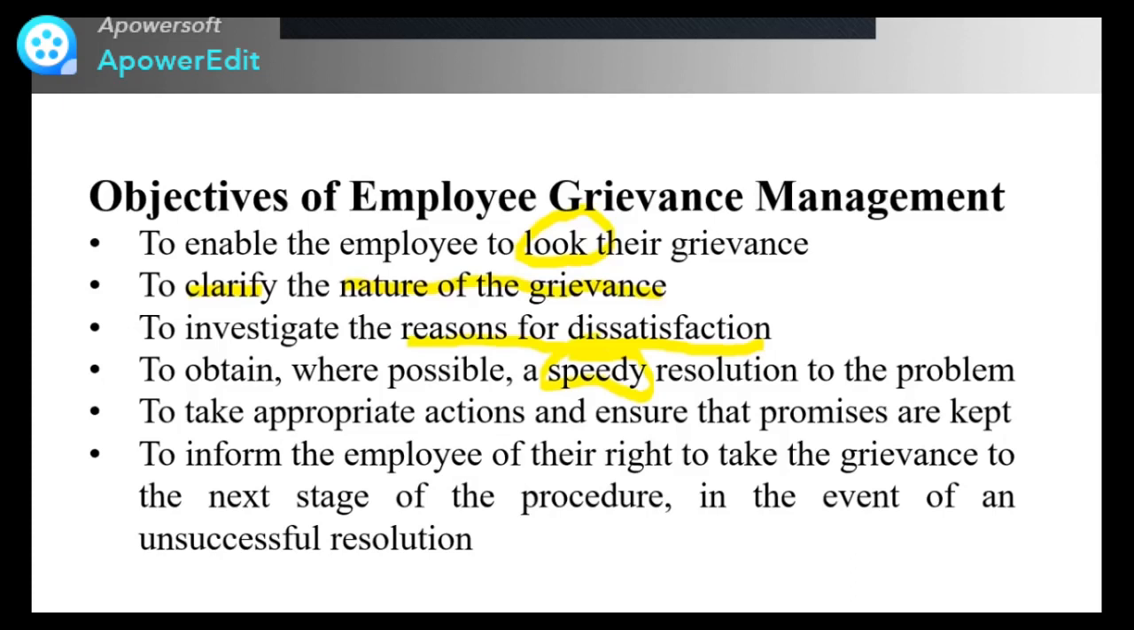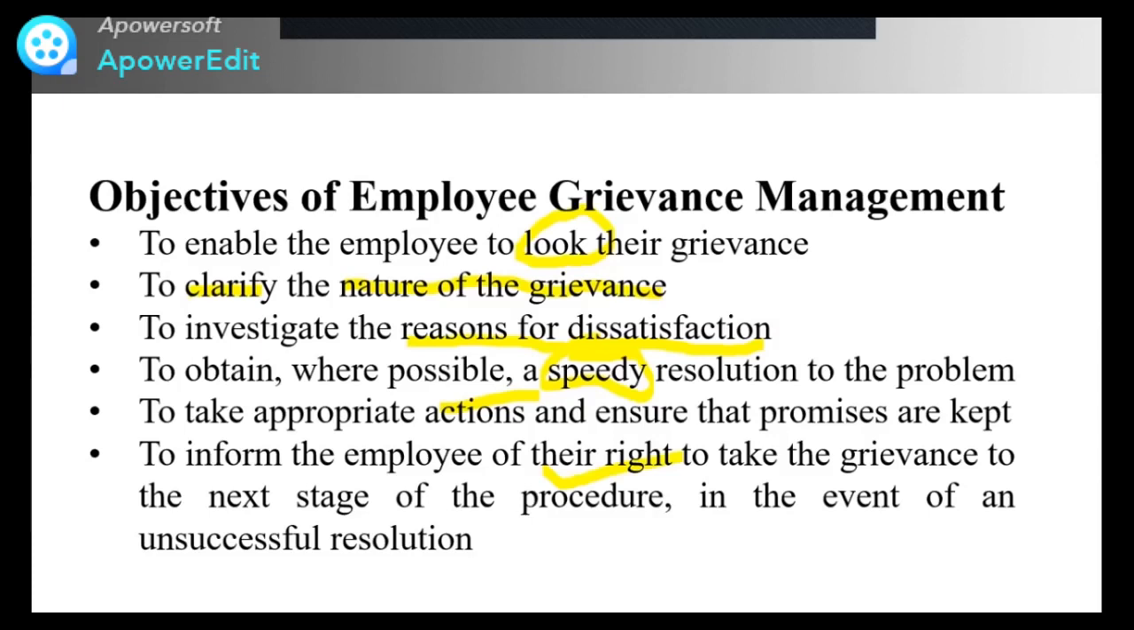If I have a grievance, then company management knows the worker has a grievance. To take appropriate actions and ensure the promises are kept, we can get appropriate action based on the management's promises. They inform the employee of their right to take the grievance to the next stage of the procedure in the event of an unsuccessful resolution.